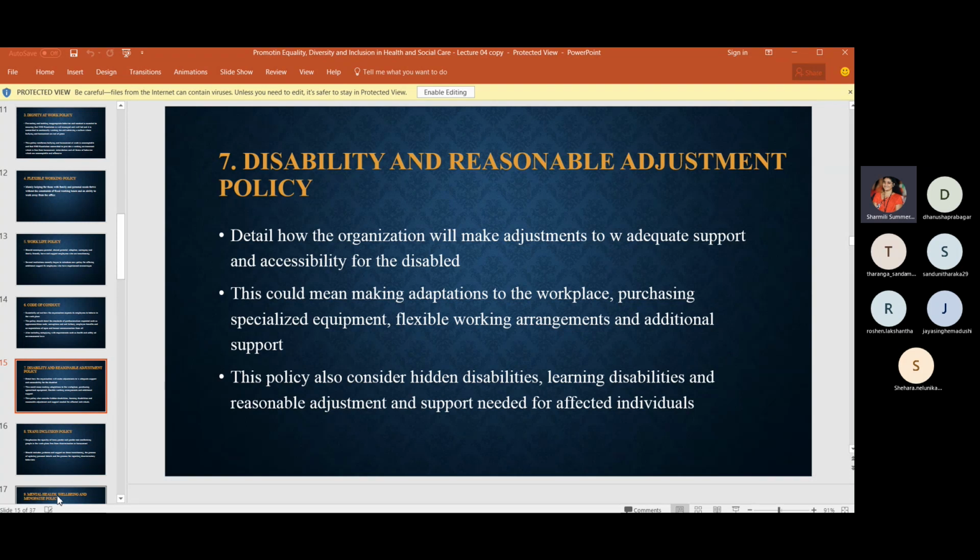So those are some changes or adjustments they can provide in order to enhance the work fulfillment of disabled people. This could mean making adaptations to the workplace, purchasing specialized equipment, flexible working arrangements, and additional support. In addition to changing equipment and physical barriers, the co-workers, the people working along with that disabled person, also need to provide some kind of emotional support, and they should be friendly.